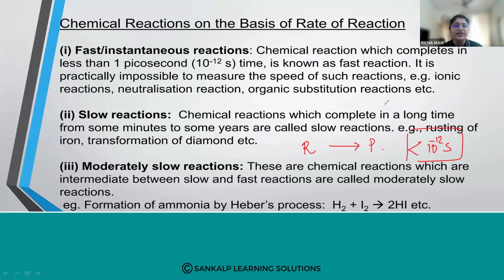What are the different reactions which come under fast or instantaneous reactions? Ionic reactions, then neutralization reactions. What are ionic reactions? When different ions combine, when your cation and anion combine, they form an ionic compound. Those are called ionic reactions. Neutralization reaction means when acid and base combine to give salt and water.